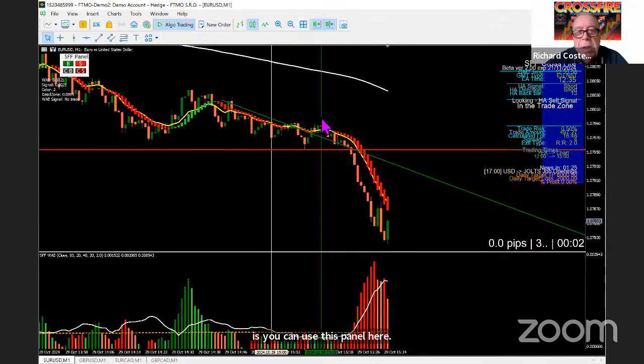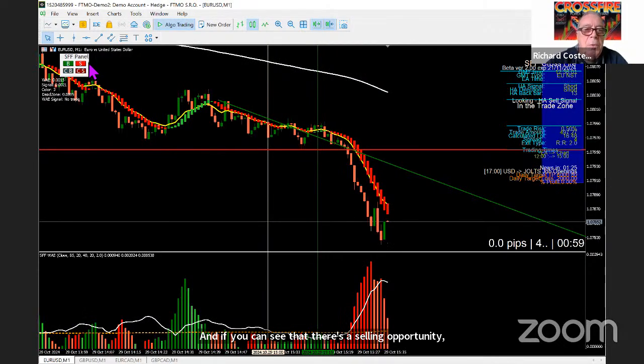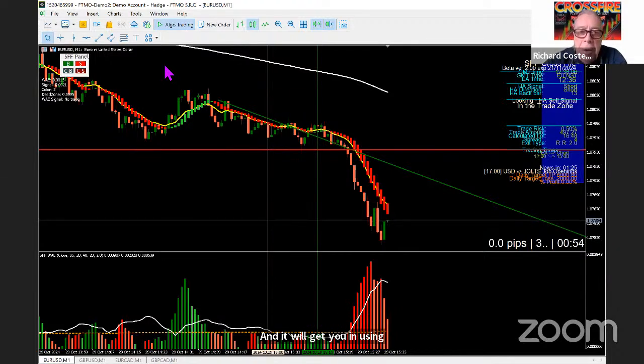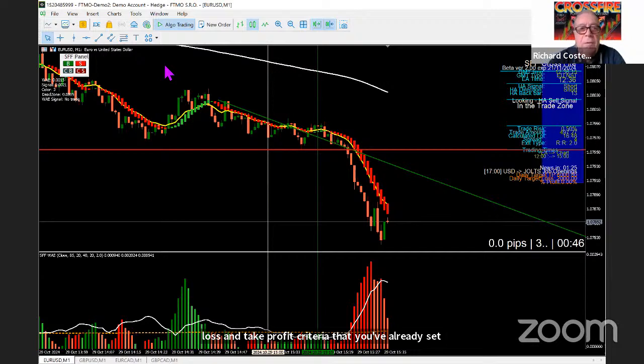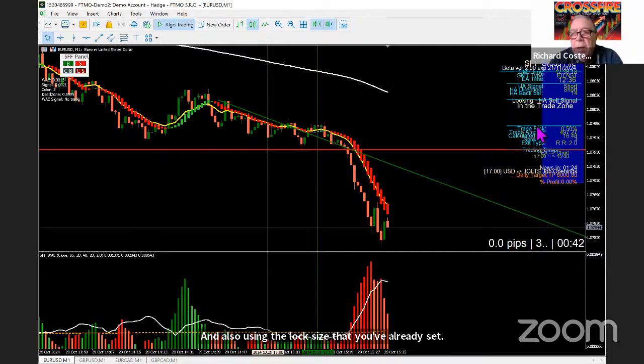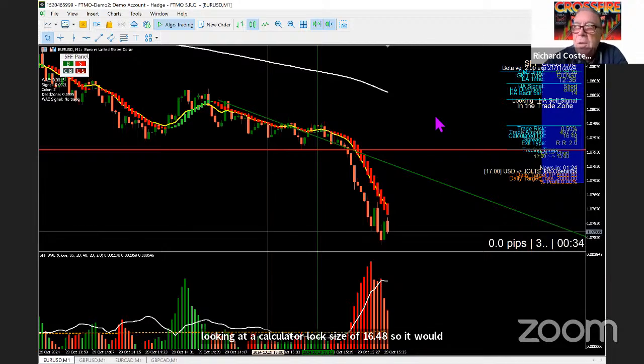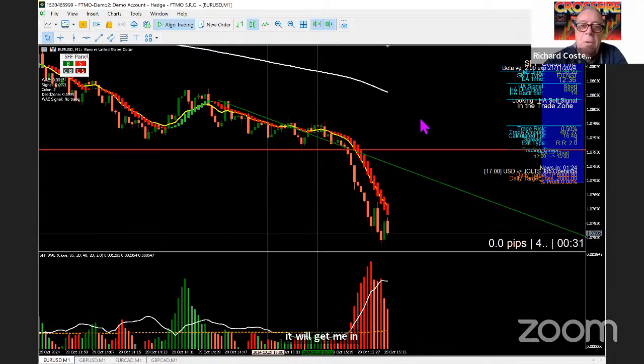And if you can see that there's a selling opportunity, you can simply press the S button and it'll get you in using your stop loss and take profit criteria that you've already set, and also using the lot size that you've already set. So at the minute, I'm looking at a calculator lot size of 16.48. So it would get me in as if it had got in on its own. This button would get me in as if the trading assistant had asked it to get me in. And it would use the same criteria.